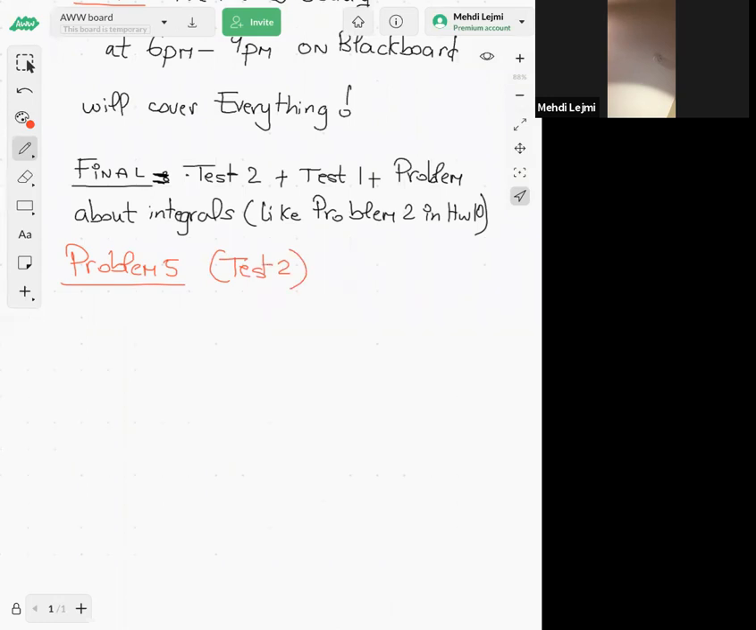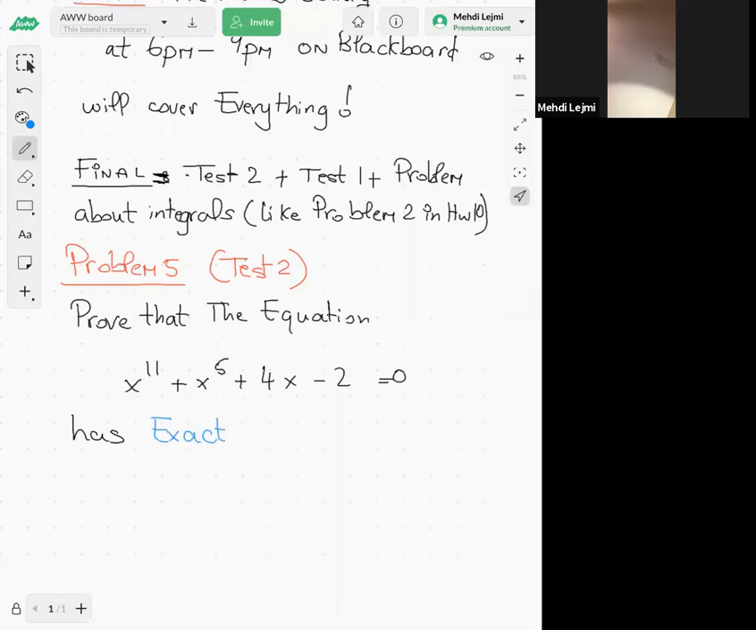So what does it say? The problem says that you have to prove that the equation x to the power 11 plus x fifth plus 4x minus 2 equals 0 has exactly one solution. The keyword here, I would say, is the word exactly. So this is exactly one solution.